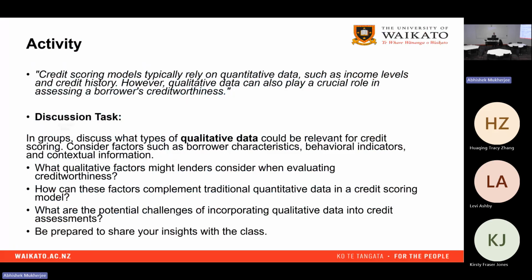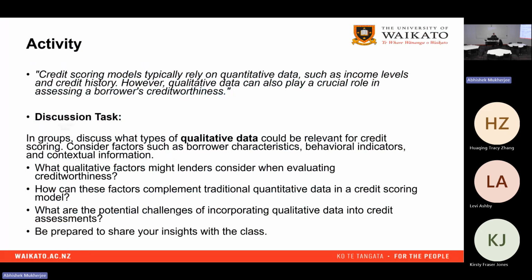Okay, so let's give it a couple more minutes and then we can talk a little bit about qualitative data. Ready? Okay, who wants to start? Understanding job occupation and industries, because some industries are more stable than others. Look at that when evaluating creditworthiness. Yes, industry, definitely. Criminal history. Criminal history, yeah, that's a big one as well.